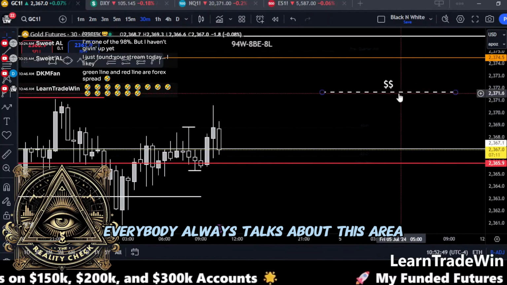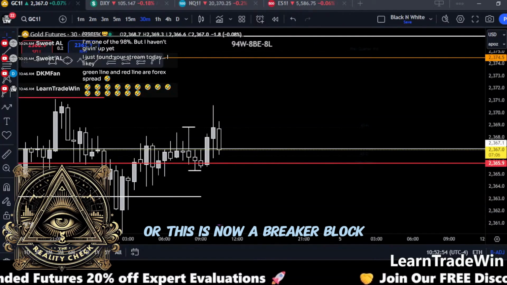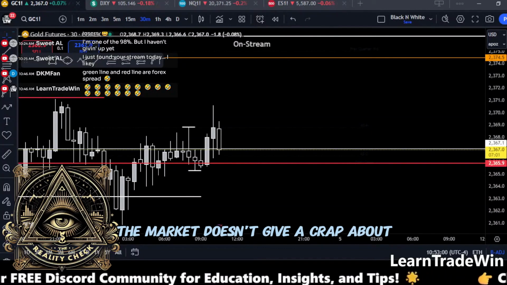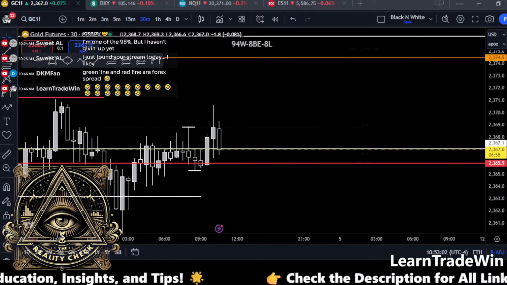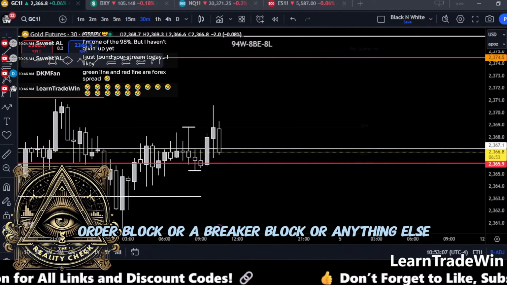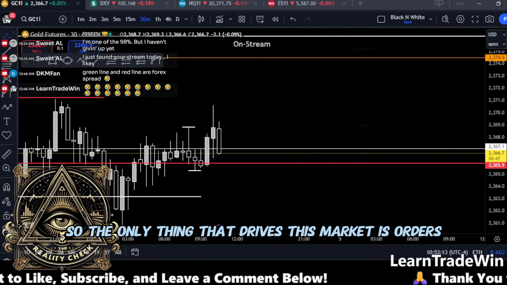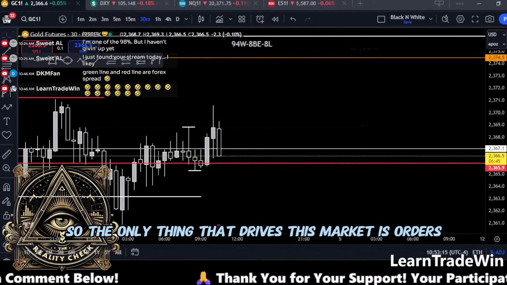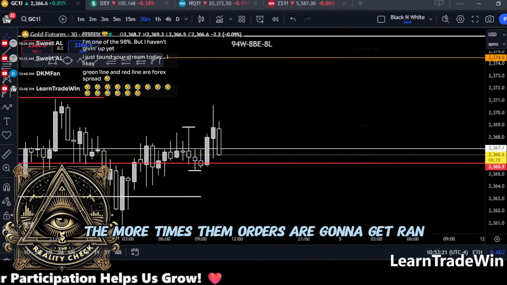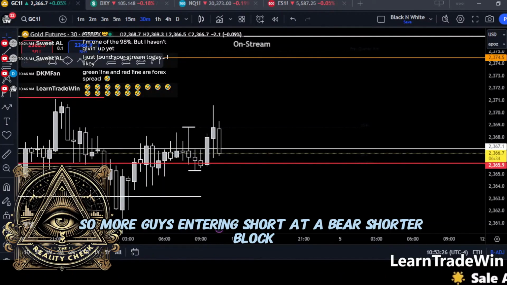Everybody always talks about this area that they're going to trade, or that area, or this is a bearish order block, or this is now a breaker block, or whatever the case may be. Well, I've got to be honest with you, the market doesn't care about where you want to put a line or draw an order block or a breaker block or anything else. The only thing that drives this market is orders. And the more orders that are sitting in the exact same place, the more times those orders are going to get run. That's how it works, because that is liquidity.